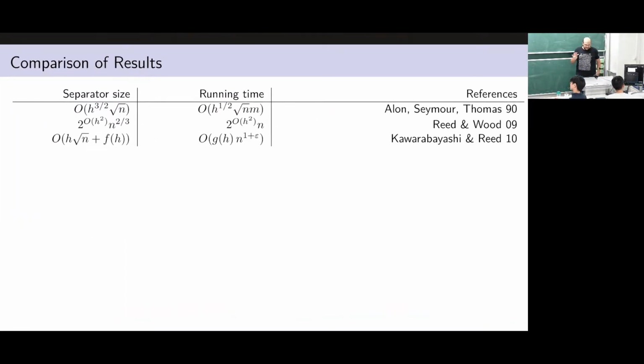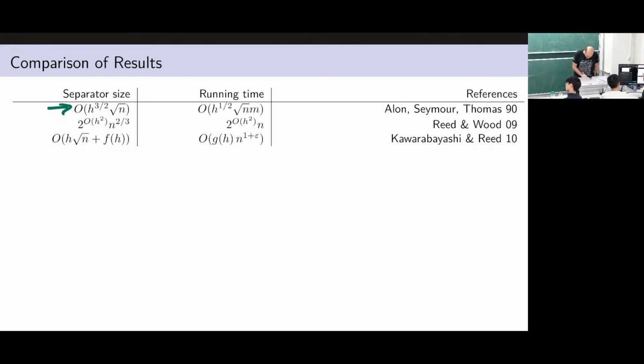Okay, so let's look at comparisons of results, and then we will jump to the proof. So this table will show you what results were attempting to improve the running time before us. So this is the original result by Alon, Seymour, and Thomas that I mentioned about.